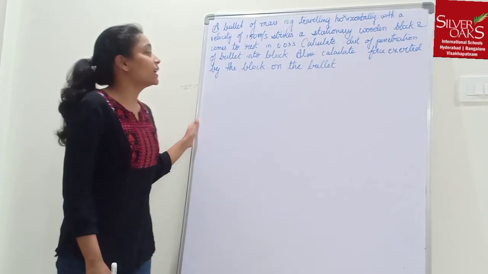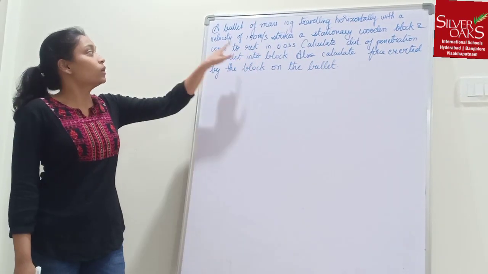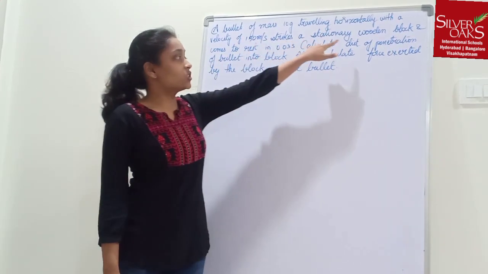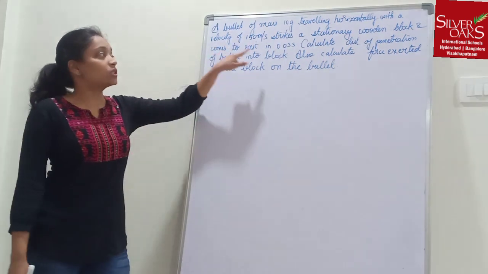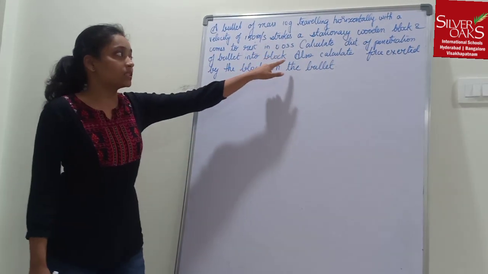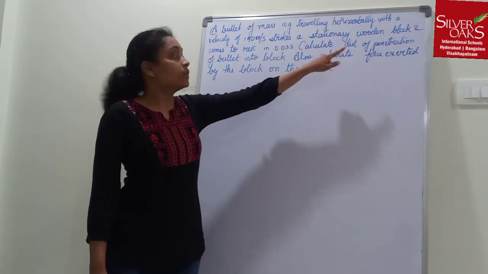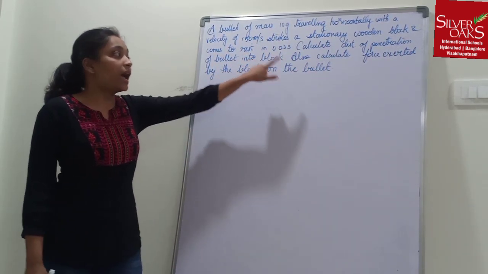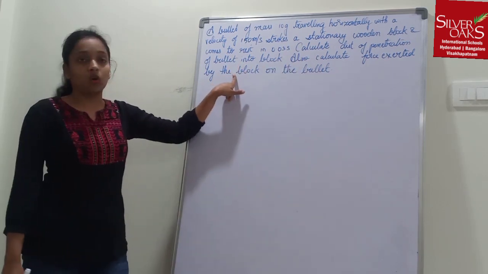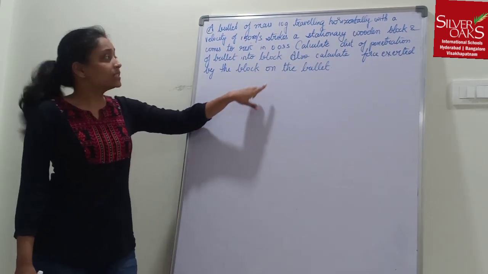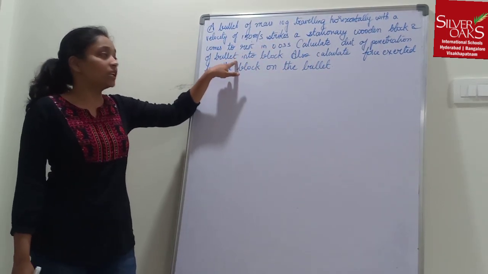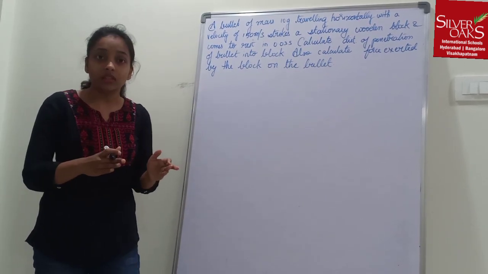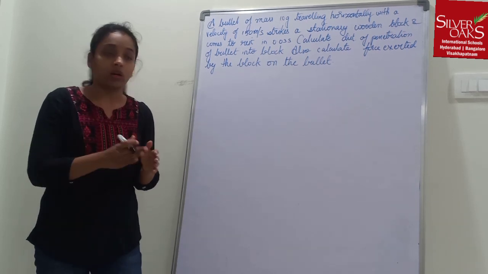A bullet of mass 10 grams traveling horizontally with a velocity of 150 meters per second strikes a stationary wooden block and comes to rest in 0.03 seconds. We have to calculate the distance of penetration of the bullet into the wooden block and the force exerted by the block on the bullet. So first, let's calculate the distance of penetration of the bullet into the block. That is the distance the bullet has travelled after it has entered the block.